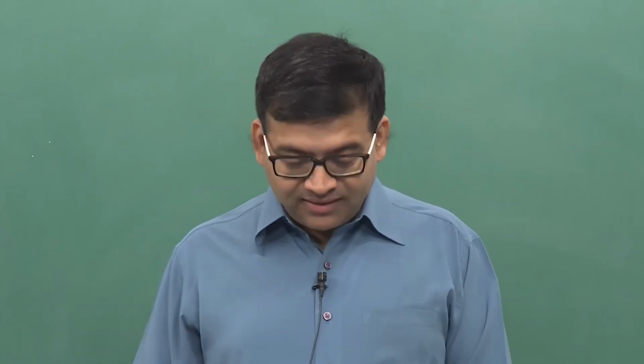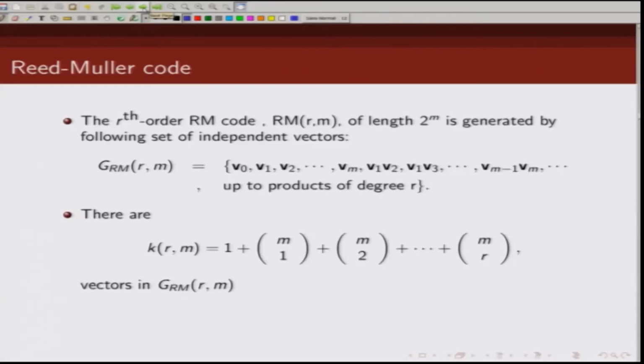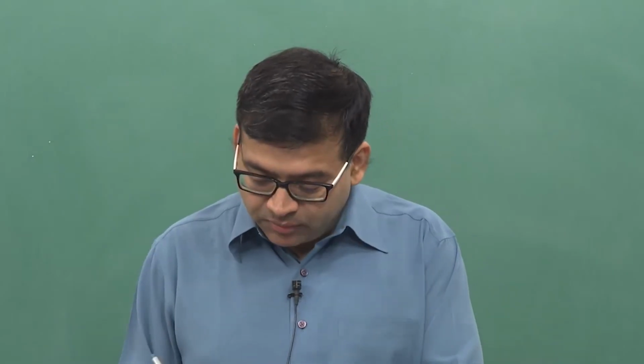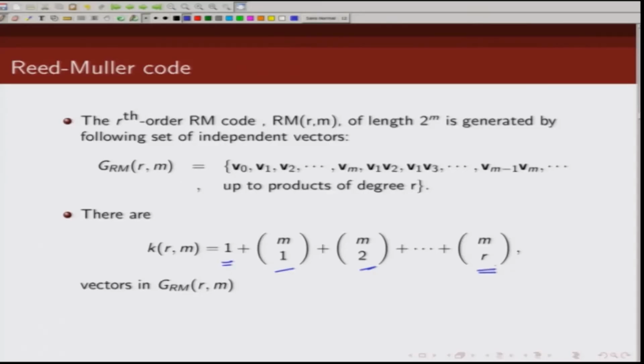And as you can see, V0 is the all one sequence. So, there is one such possible way we can get this. V1, V2, V3, ..., Vm, this is basically m choose 1 ways of choosing, then Boolean products of degree 2 can be chosen m choose 2 ways, and similarly Boolean products up to order r can be chosen m choose r ways. So, that is basically the dimension of the code.